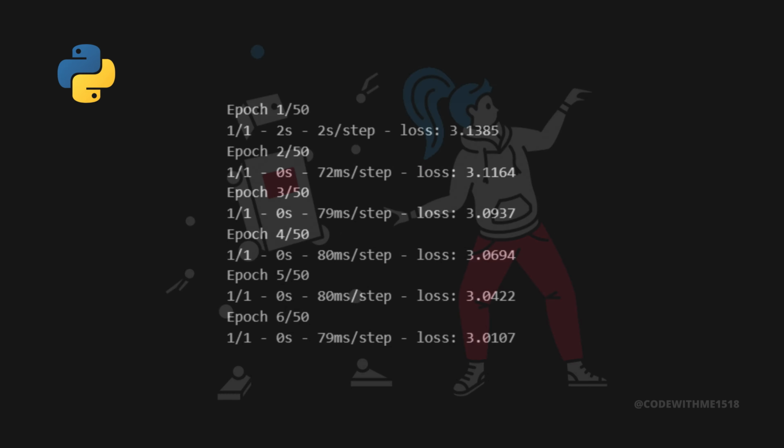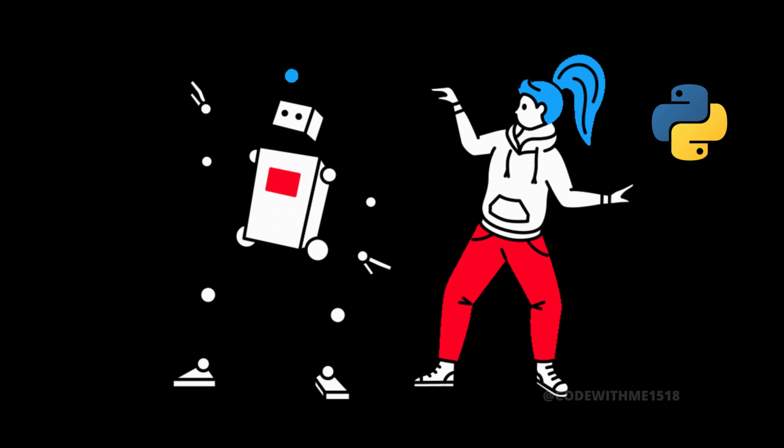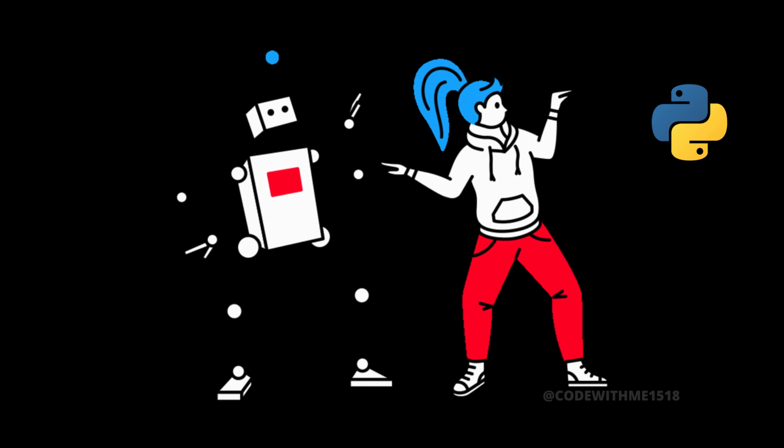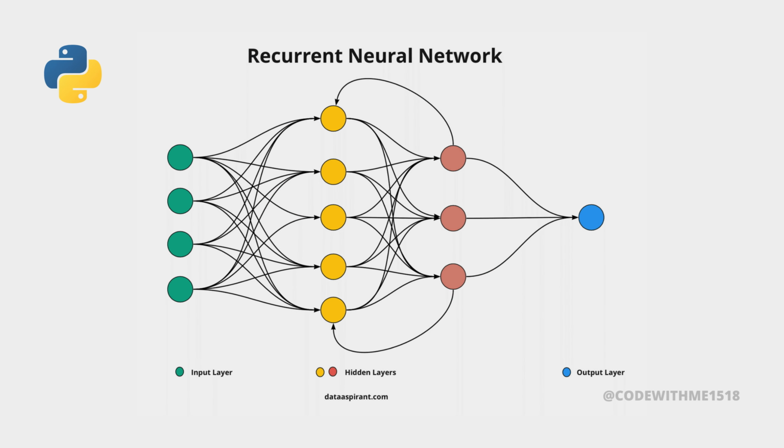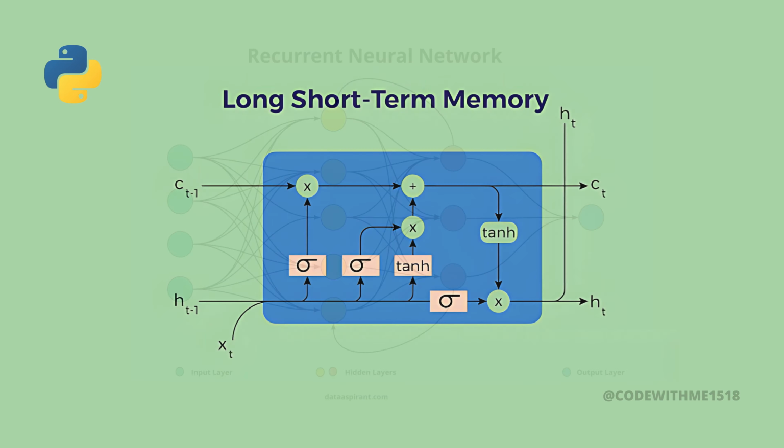That's it for day 53 of our 100 Days of Python series. Today, we explored recurrent neural networks, built a simple RNN for sequence prediction, and even touched on text generation with LSTMs.